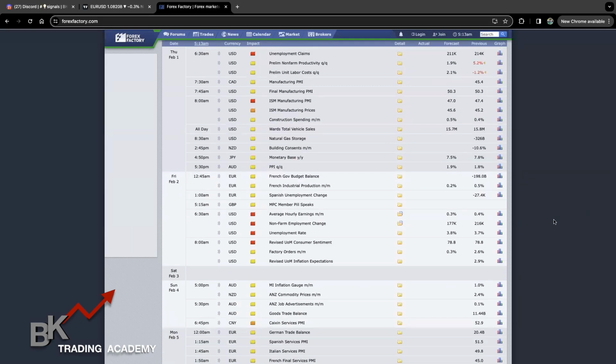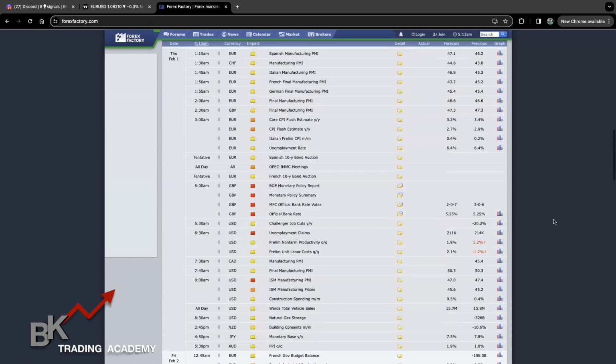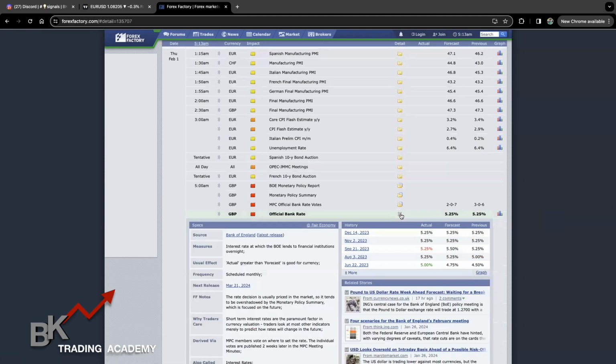Another thing you want to do is you want to look at, for example, what happened in the previous reports. So for example, if I was going to trade a GBP pair, I see that they're going to have their official bank rate on Thursday. I would go here, click on this folder, and I could do a little bit of background research. Okay, what has happened during the past couple of months? Is GBP raising rates, or are they kind of steady? Are they indicating raising rates? If they're not, that could give me confidence to keep shorting, for example.